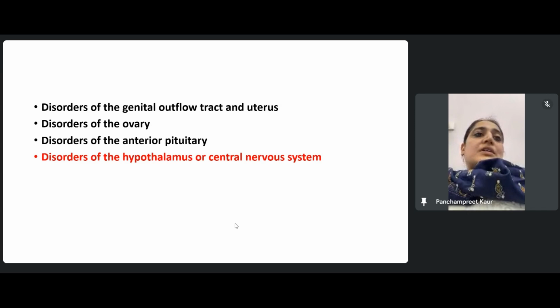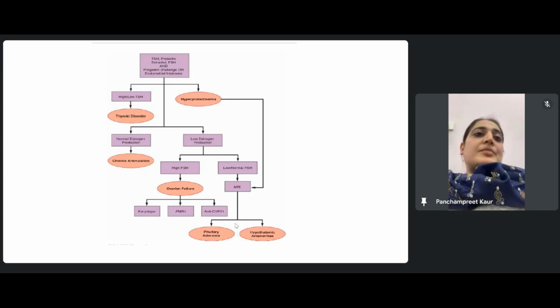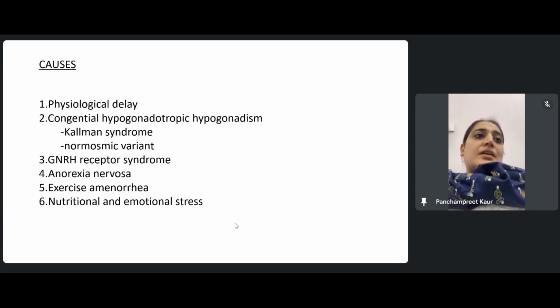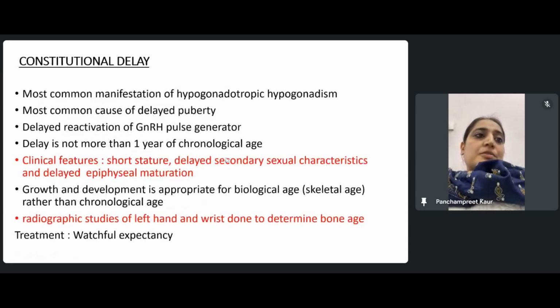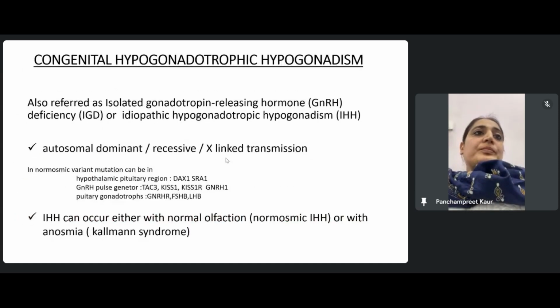So if we have ruled out the anterior pituitary, the disorders of the hypothalamus or the central nervous system are diagnosed by exclusion, or sometimes the girl might give a history of excessive exercise, stress eating, or bulimia nervosa. So we have to go into the detail of the history. There can be a physiological delay also. These girls present with short stature, delayed secondary sexual characters, and delayed epiphyseal maturation. And the treatment is watchful expectancy. We need to be watchful, but we have to call her for a follow-up.